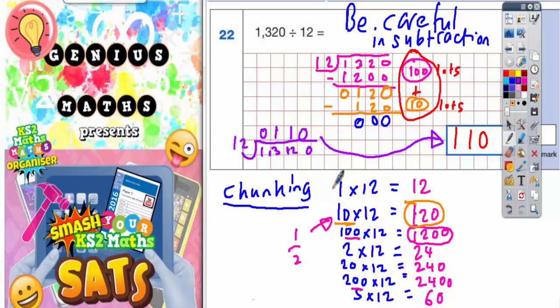I always recommend that with the chunking method, you always use the chunking method if you're dividing by a number 12 or bigger. And if you're dividing by a number smaller than 12, then you can use the short method. I mean, this is actually worked out quite easy. But if you're dividing by 13, 14, 15, 16 or 17, or a bigger number than that into the 20s or 30s, you'd be much better off using this chunking method.